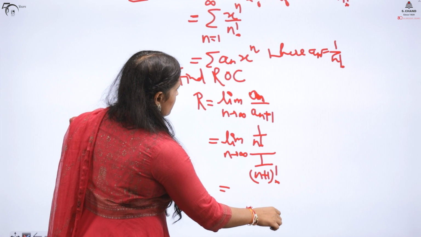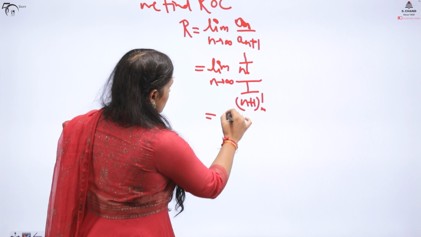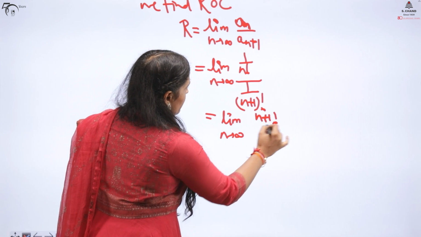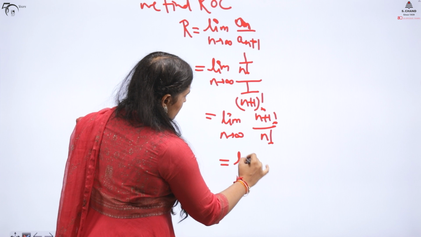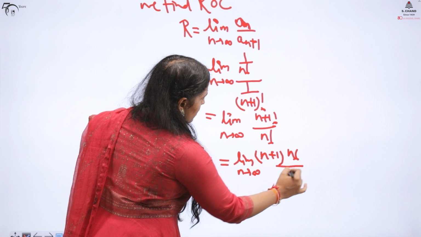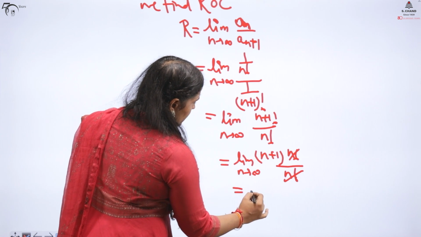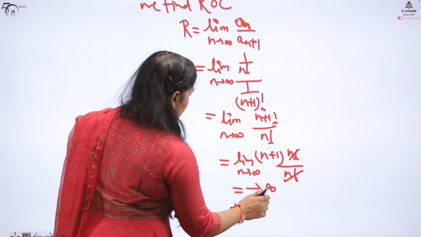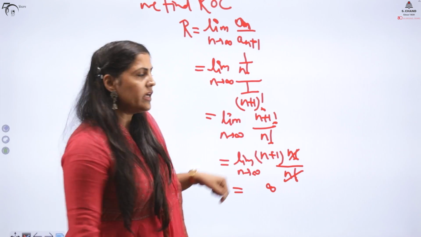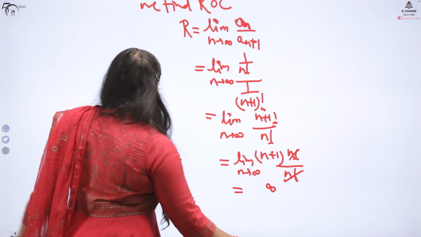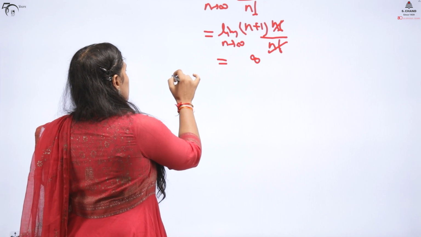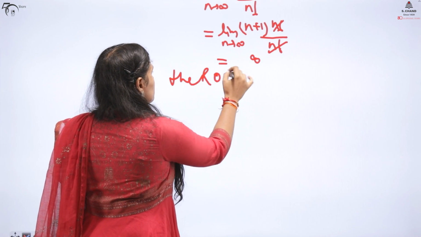Take the reverse. Just reverse it and see the limit. So it will be n plus 1 factorial upon n factorial. This is simply n plus 1 into n factorial over n factorial, which is tending to infinity. Now, the observation is that the radius of convergence is infinity for the power series of e to the power x.